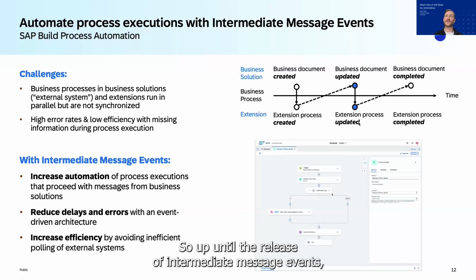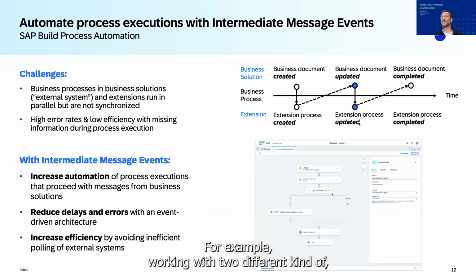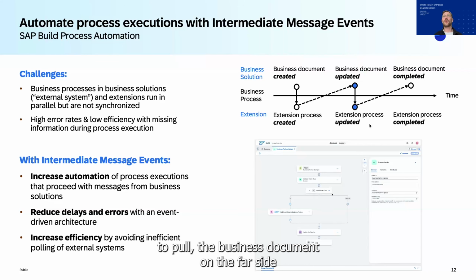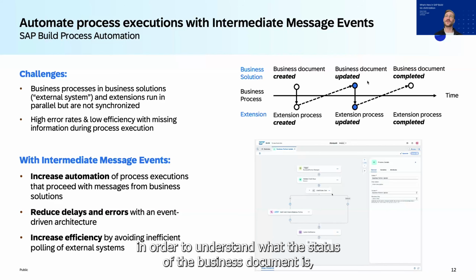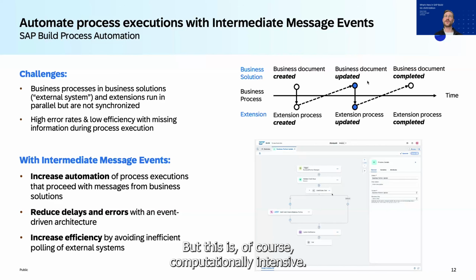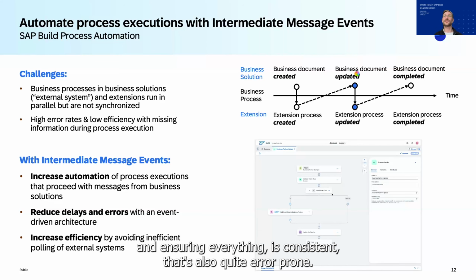So up until the release of intermediate message events, there were a few workarounds that customers were able to deploy in their extension process. For example, working with two different kinds of extension processes, or also using a timer event and an action to poll the business document on the S4 side in order to understand what the status of the business document is and if there has been any update to the business context of the same. But this is, of course, computationally intensive. It's not efficient. And in case you have a human monitoring the whole thing and ensuring everything is consistent, that's also quite error prone.